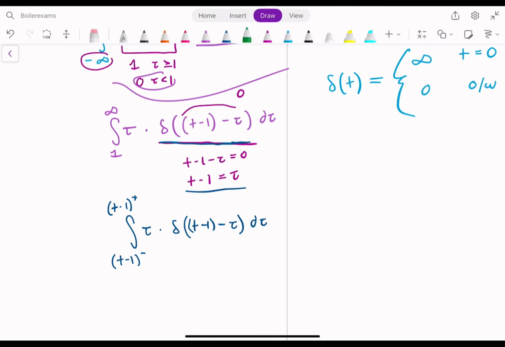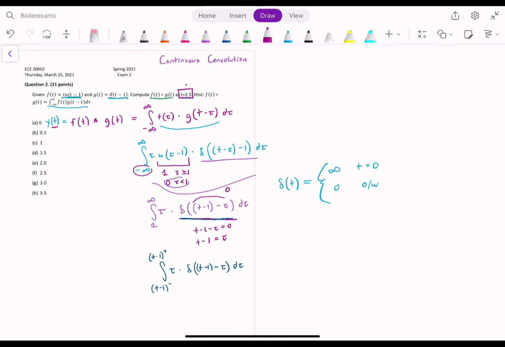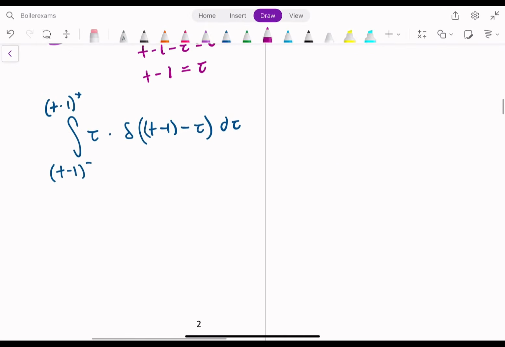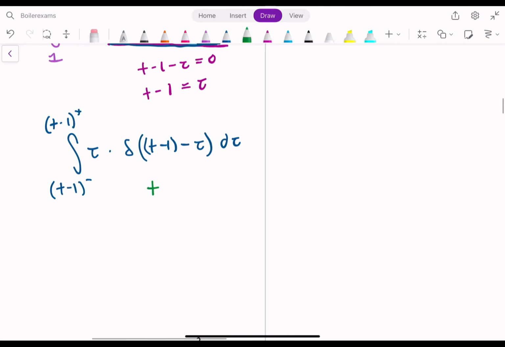Now, to solve this integral, we are going to have to plug in our specific value of t. So we declared that t minus 1 is equal to tau. And as the question has specified, we have a t value of 2.5. So t is equal to 2.5, and tau is equal to t minus 1, and so therefore it is equal to 2.5 minus 1, which is 1.5.